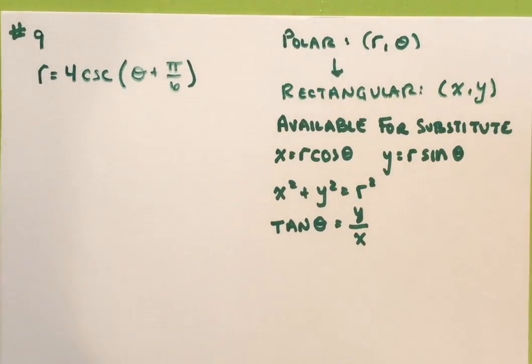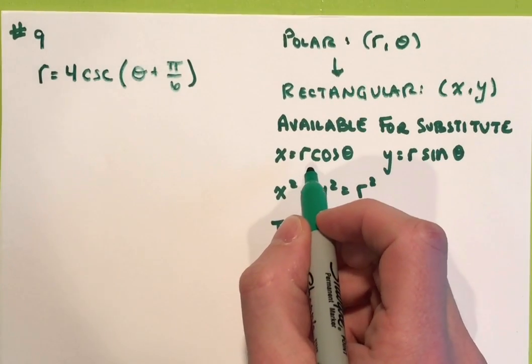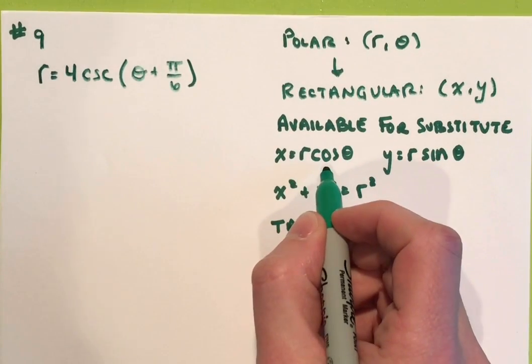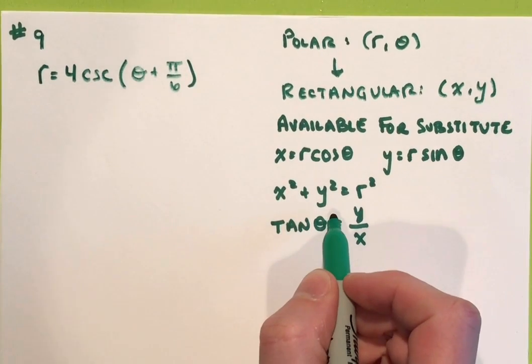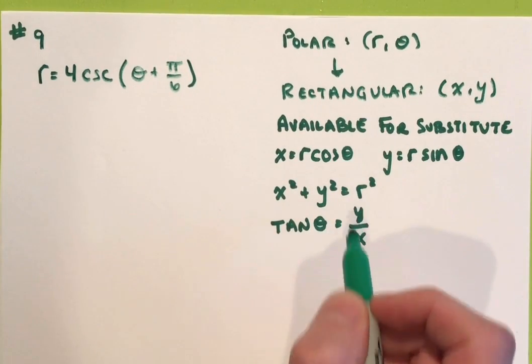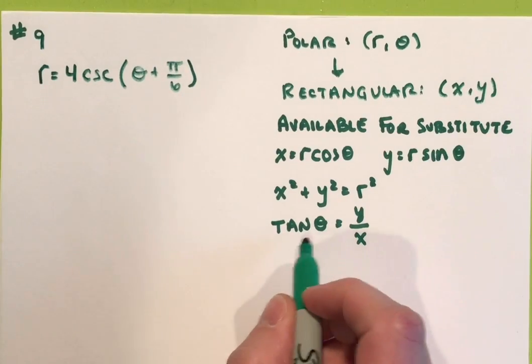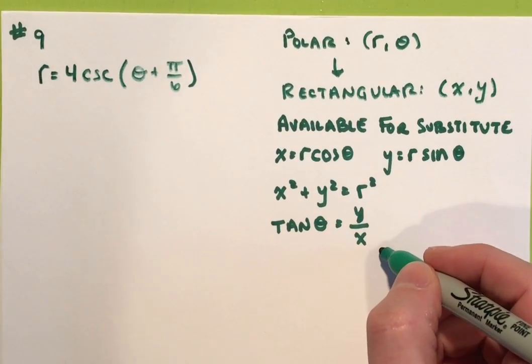Now what we've seen so far is available for substitution based upon our definitions. We've got x can be replaced by r cos theta. y is equivalent to r sine theta. We've got the Pythagorean theorem, x squared plus y squared equals r squared. And we've got the slope, tangent of an angle, is y over x.